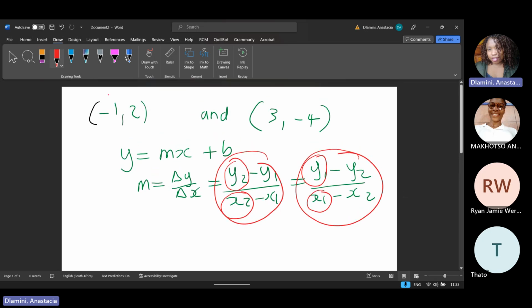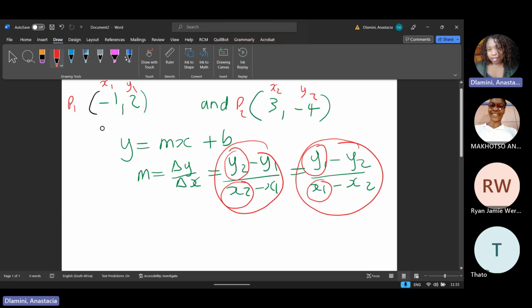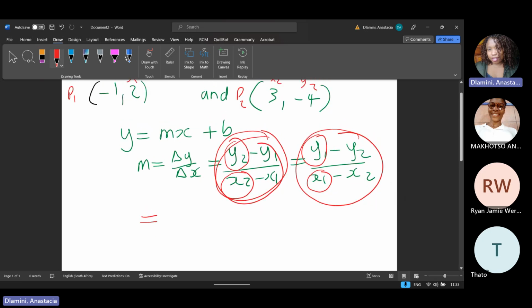So let's say we choose this point called point 1 and this point 2. Let's say in this point, we say this is x1 and this is y1. And with this point here, we say this is x2 and this is y2. Now to find the slope, we take these 2 points and substitute, right? So let's use y2 minus y1 over x2 minus x1.